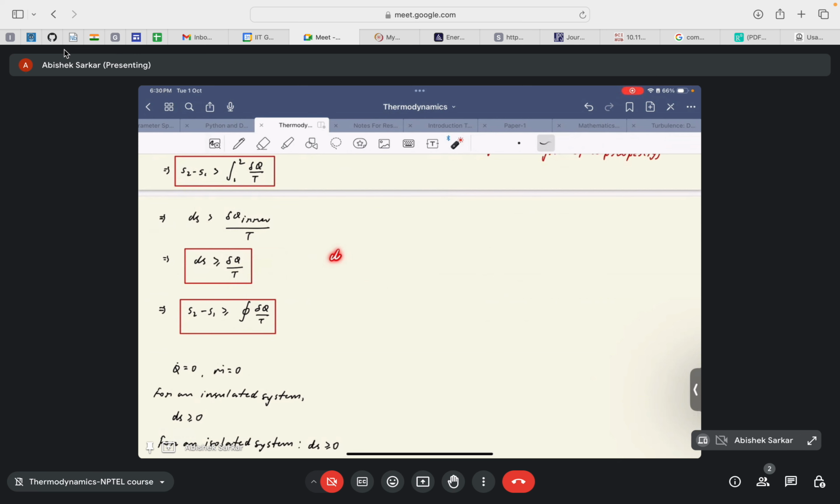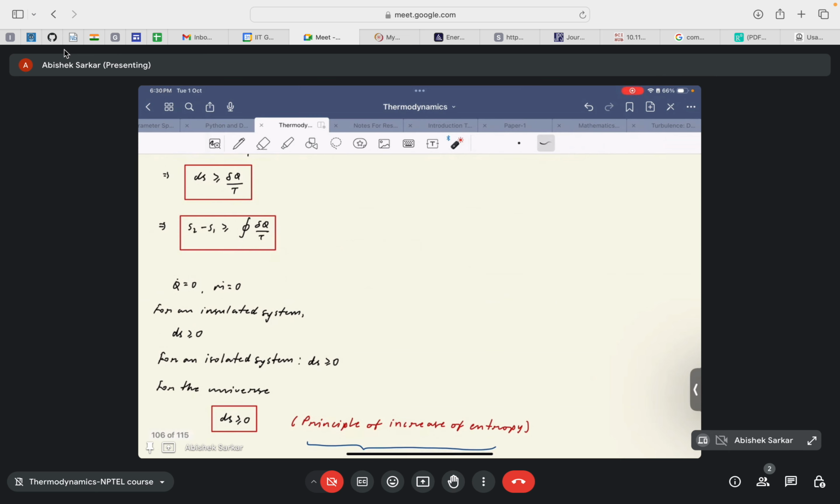So for a reversible process we will have dS equal to delta Q by T, and we represent it as reversible, and for an irreversible process we will have delta S greater than delta Q irreversible by T. So in general we can write dS is greater than or equal to delta Q by T. Similarly, for the cyclic integral we will have the change in entropy, S2 minus S1, greater than or equal to the cyclic integral of delta Q by T. Now if we consider an insulated system, it would have the net exchange of heat equal to 0.